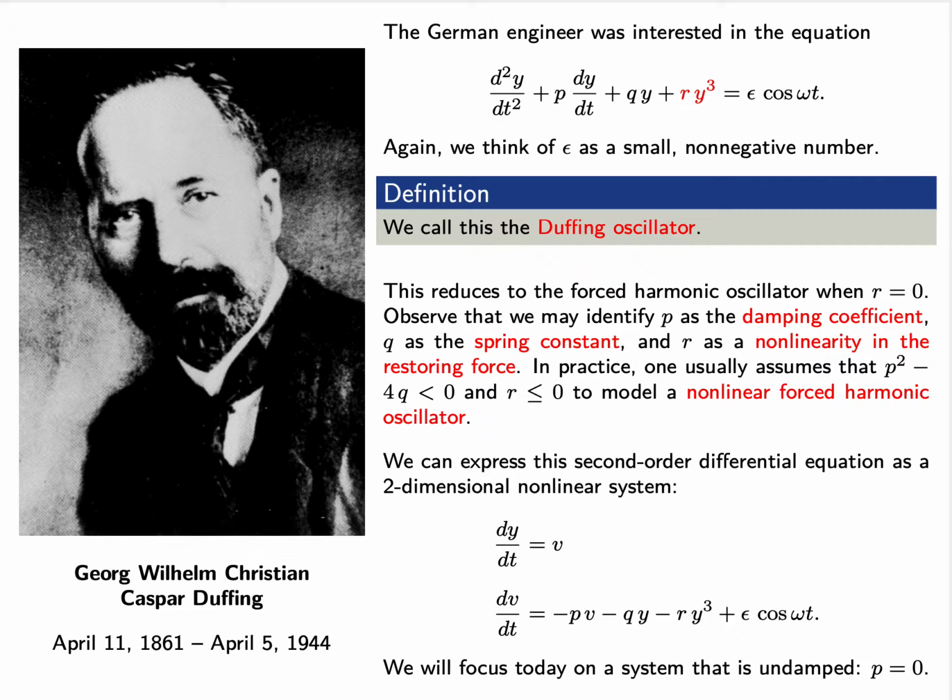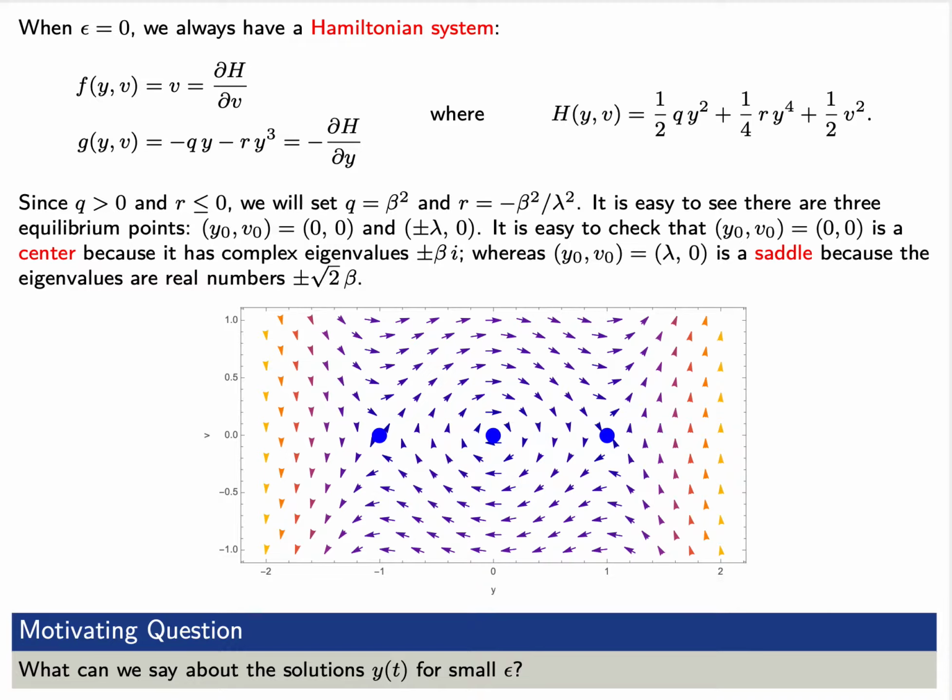Just like with the forced harmonic oscillator, we can express the second order differential equation as a two-dimensional nonlinear system. That is, dy/dt = v, so that dv/dt = negative p v minus q y minus r y cubed plus epsilon cos(omega t). We only focus on the case that is undamped, that is, p is equal to 0. When the forcing amplitude epsilon equals 0, we always have a Hamiltonian system.